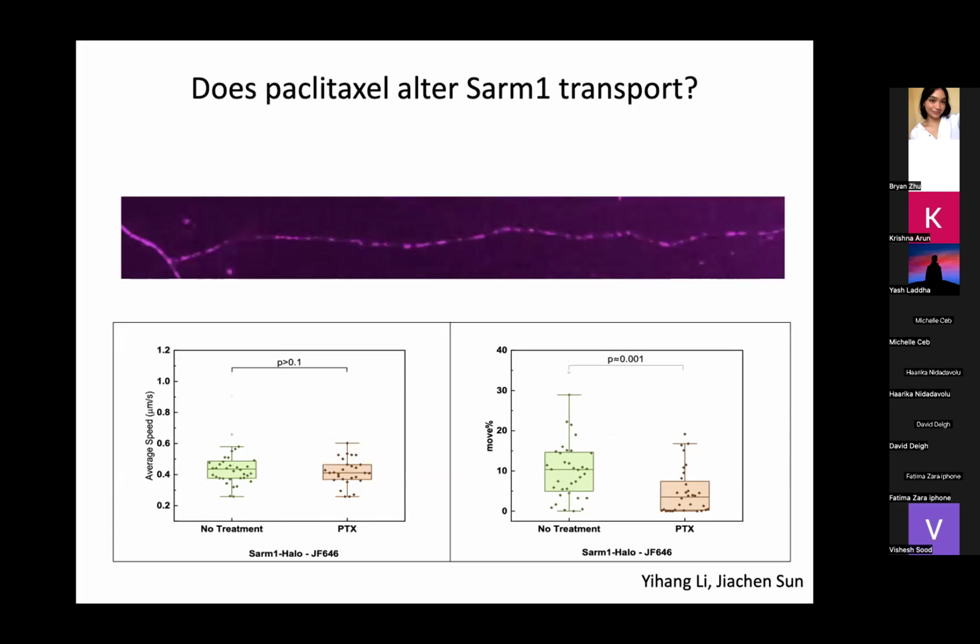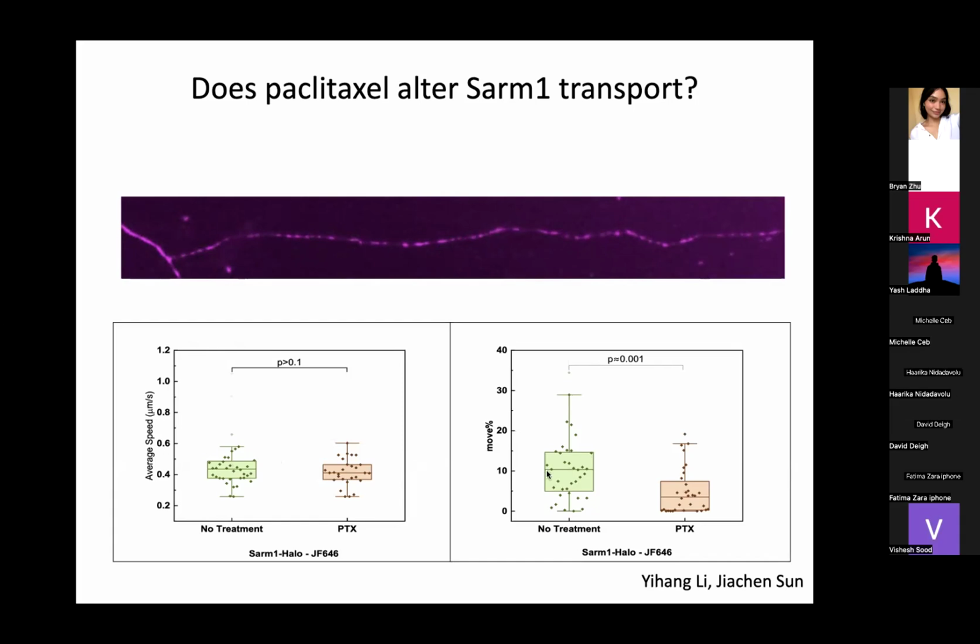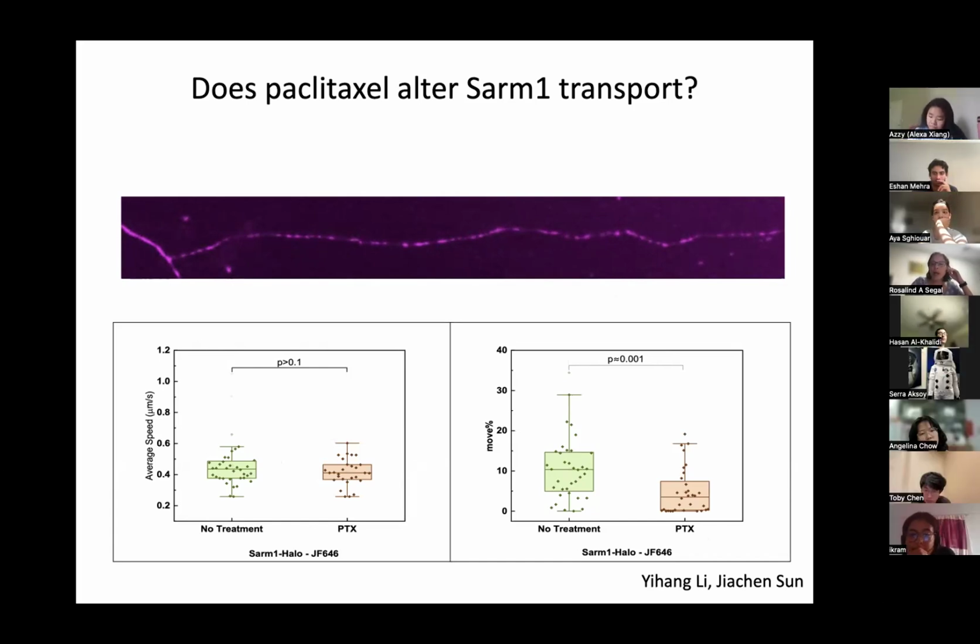So how could paclitaxel be affecting and activating SARM1? Again, we thought maybe it's transport. So we made SARM1 fluorescent, and you can see it moving in our axons. When we treat with paclitaxel, the speed of movement doesn't change, but the proportion of the SARM1 molecules in the axon that are moving goes way down. So clearly, paclitaxel is affecting transport of SARM1.